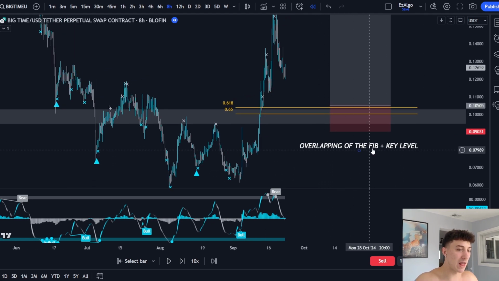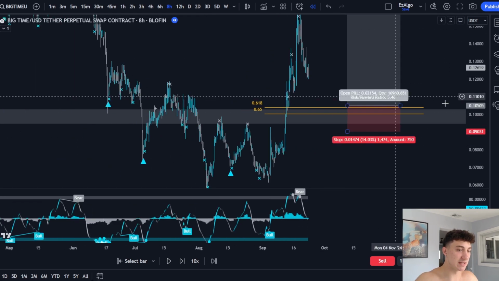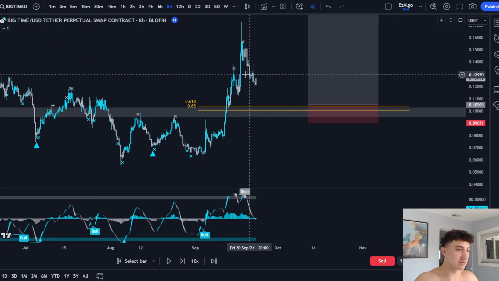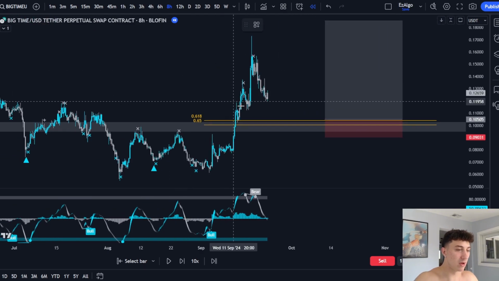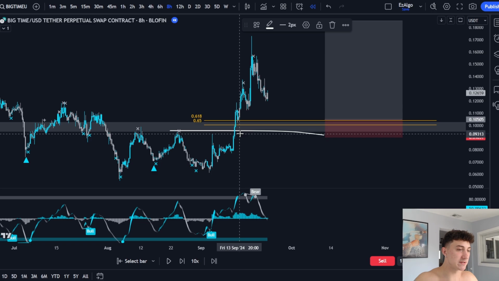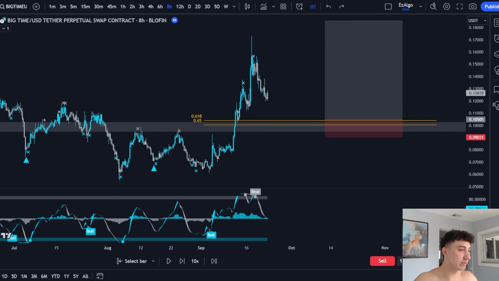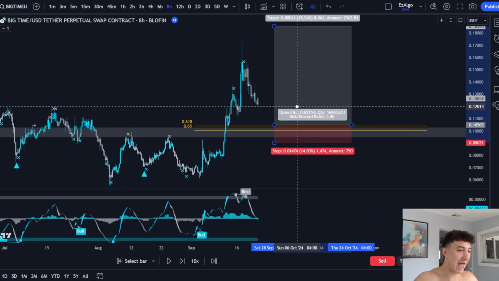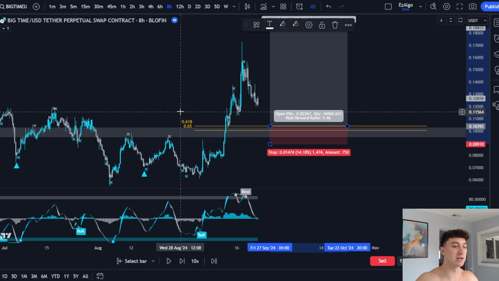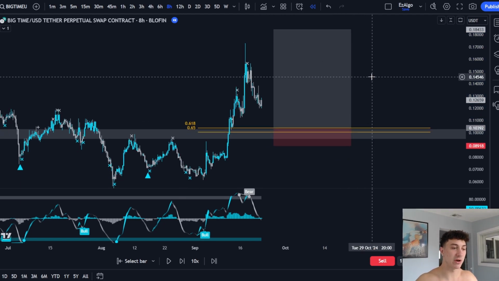So again, we're looking for an overlapping of the fib and that key level, which we can see here. So now we have a pretty confident thesis, right? We have a lot of confluence here. We have that key level, the golden pocket fib. We had just seen that bias flip to the upside. So now if we get a retrace, we are looking to long at this area, but we don't just want to enter via a limit order. If you're an experienced trader, you can do that, right?